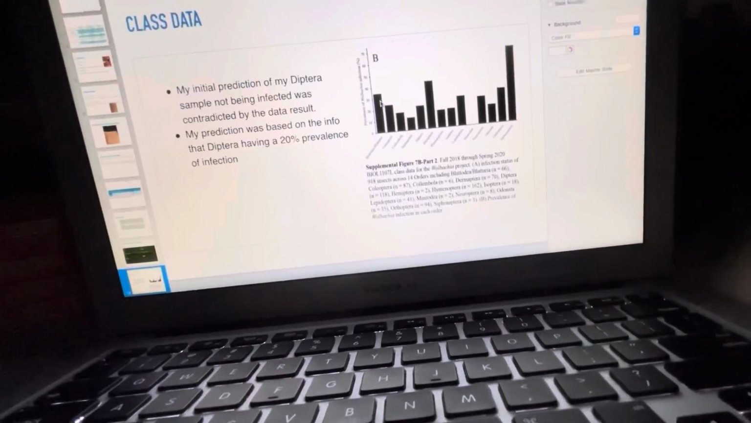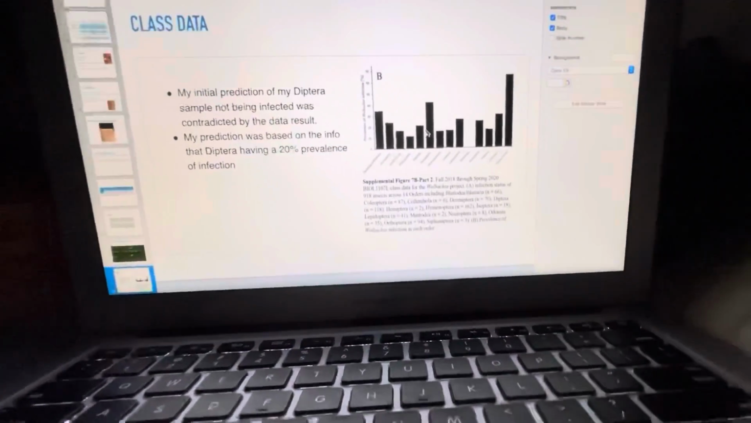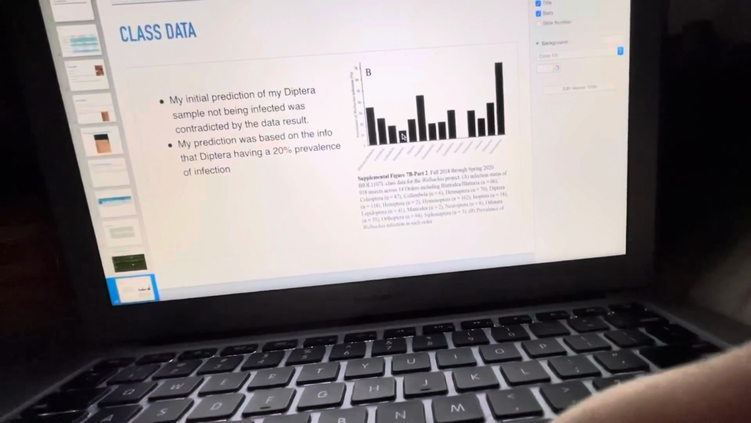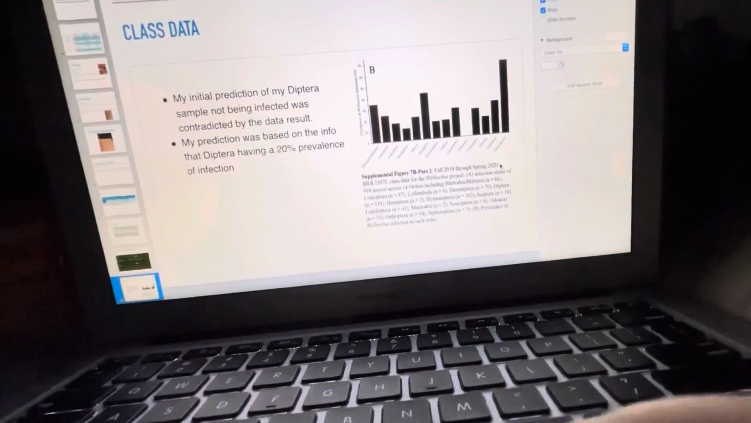And my prediction was based on this info that diphtheria had a 20% prevalence of infection from fall 2018 through spring 2020.